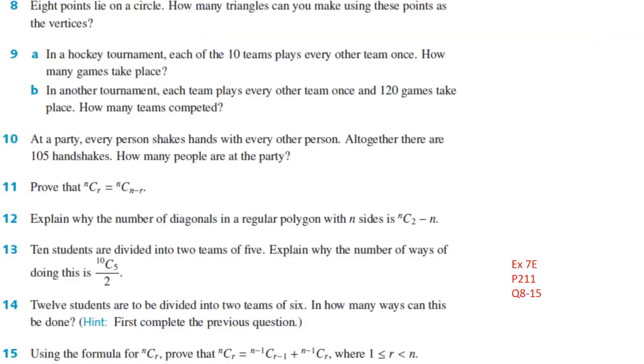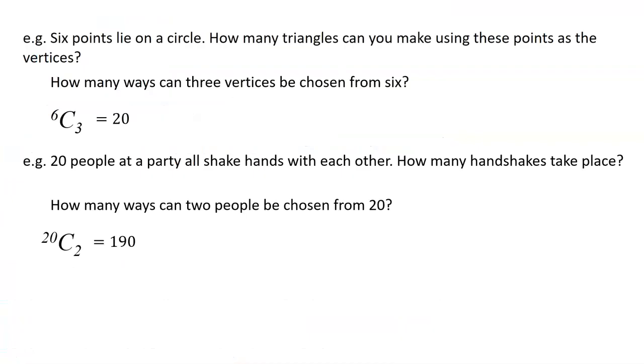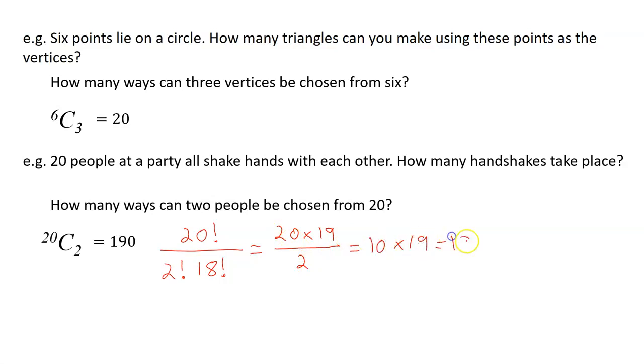Okay then. Now I would like you to have a go at questions 8 to 15. Just a quick pointer actually about this question. If you were asked to do this without your CAS, so we know that this is 20 factorial over 2 factorial, 18 factorial. So I know that 20 factorial divided by 18 factorial is just 20 times 19. I've cancelled by 18 factorial, so I'm just left with 2 factorial, which is 2. 20 divided by 2 is 10, so that's just 10 times 19, which is 190.